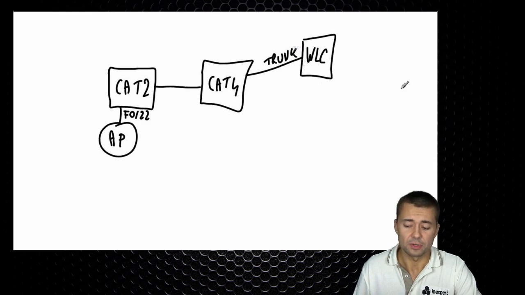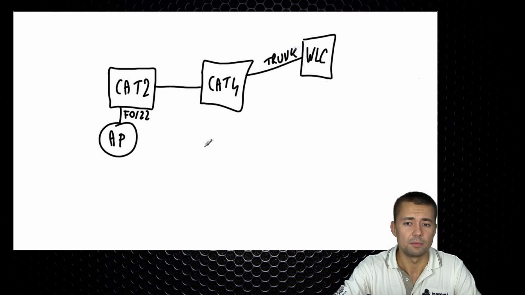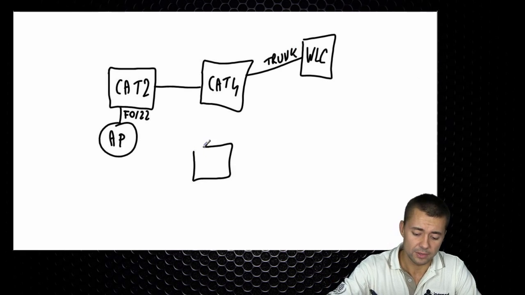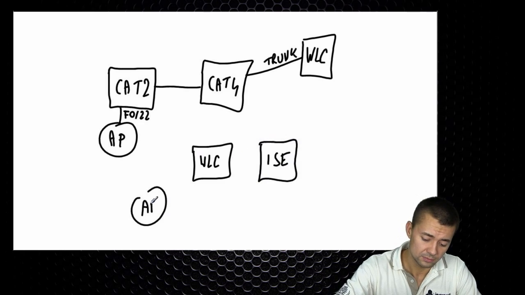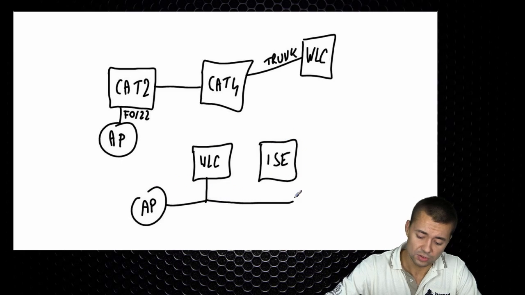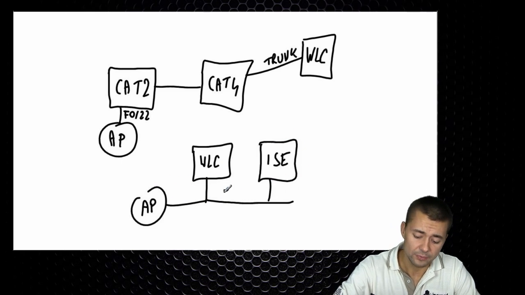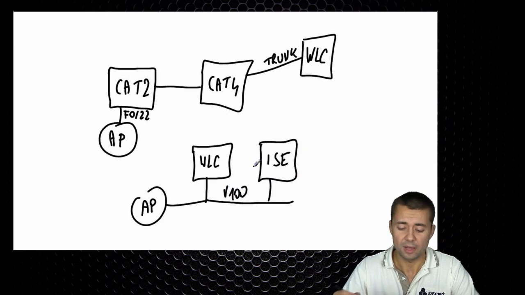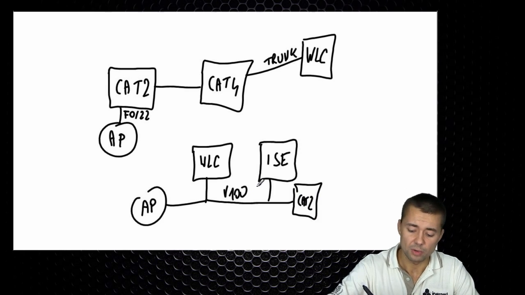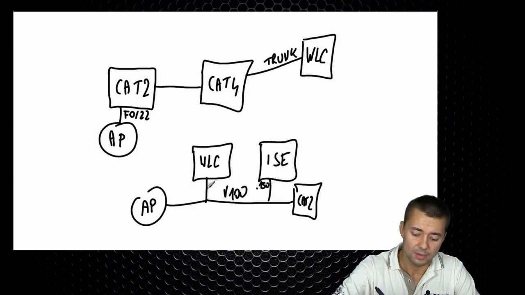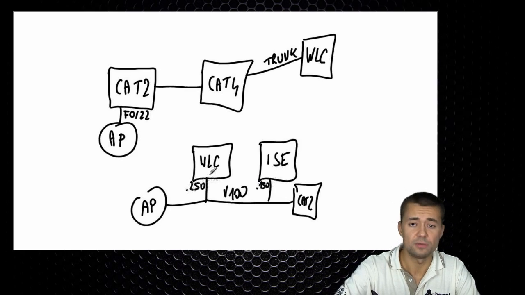Now logically the devices are going to be placed in the same VLAN. So the management interface of WLC, then identity services engine, now our access point. All those devices are going to be in the same VLAN, VLAN 100. We will also have our switch, Catalyst 2. I'm going to create an SVI, which is going to be also part of this VLAN. So ICE is 150, and WLC is 250.